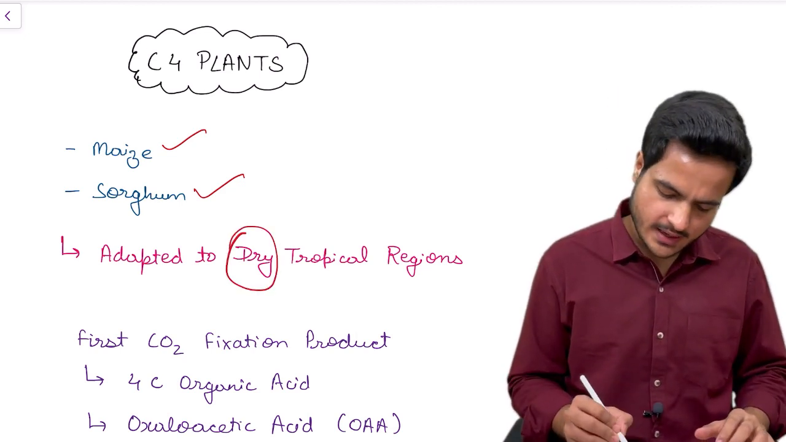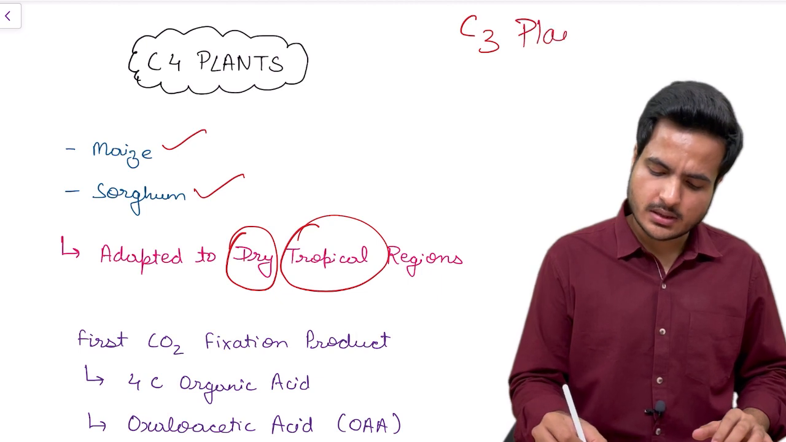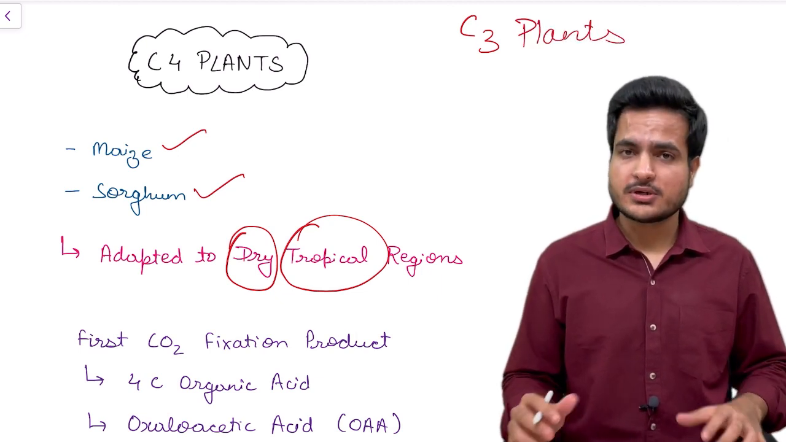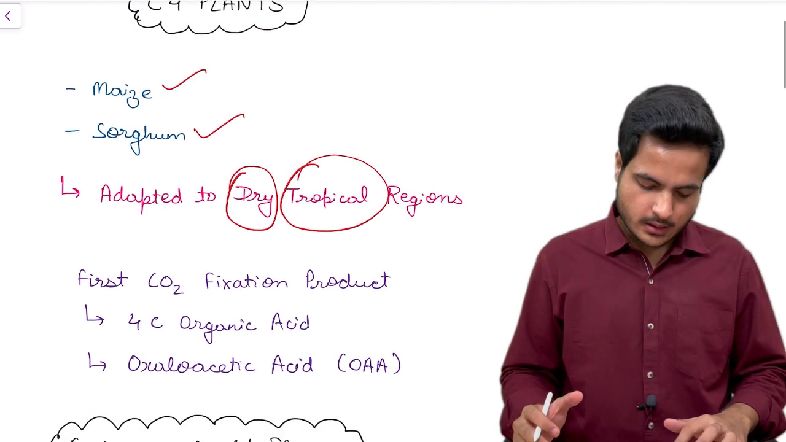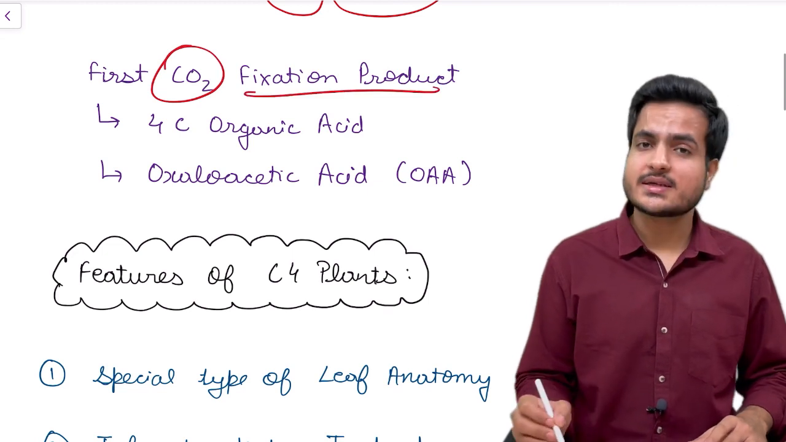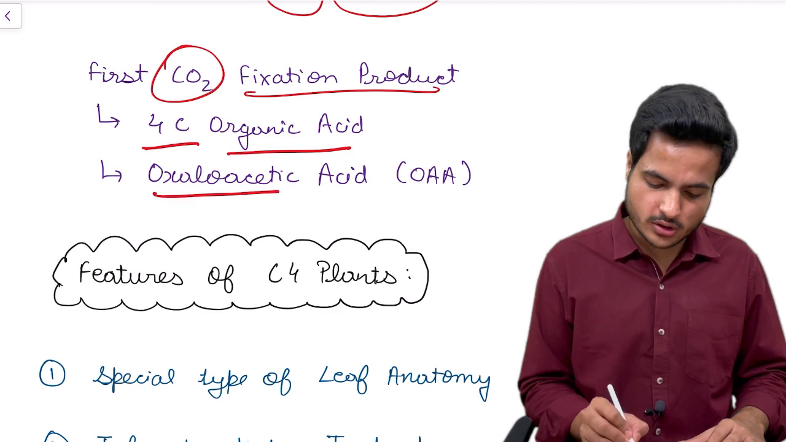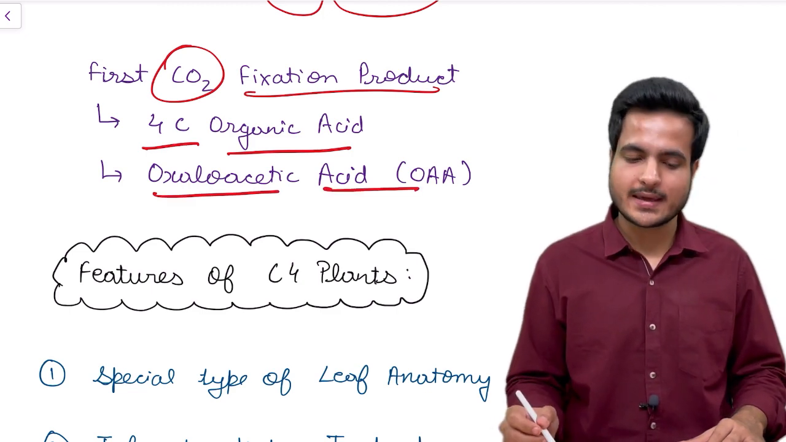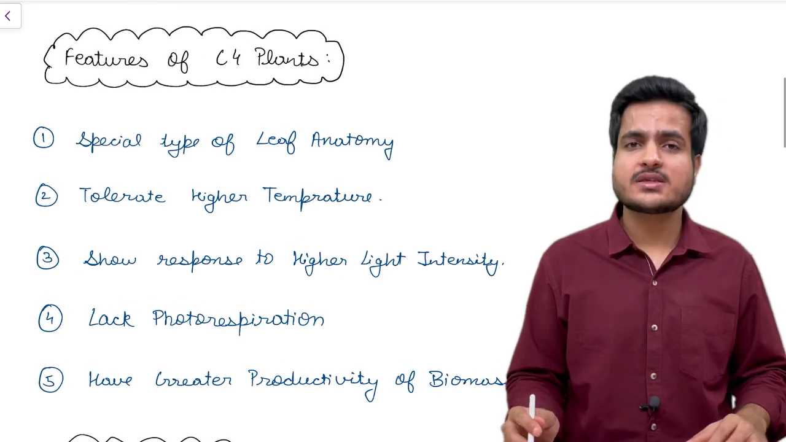They live in dry and tropical regions, whereas C3 plants live in temperate regions where the climate is not that extreme. As we have already discussed, the first carbon dioxide fixation product in these plants is a 4 carbon containing organic acid which is called oxaloacetic acid, OAA. Now let us see the 5 important features of these C4 plants.